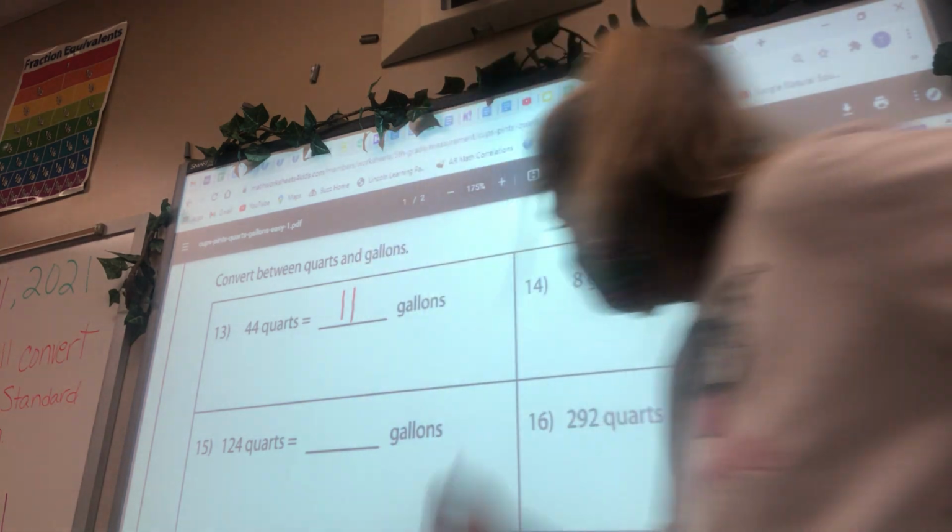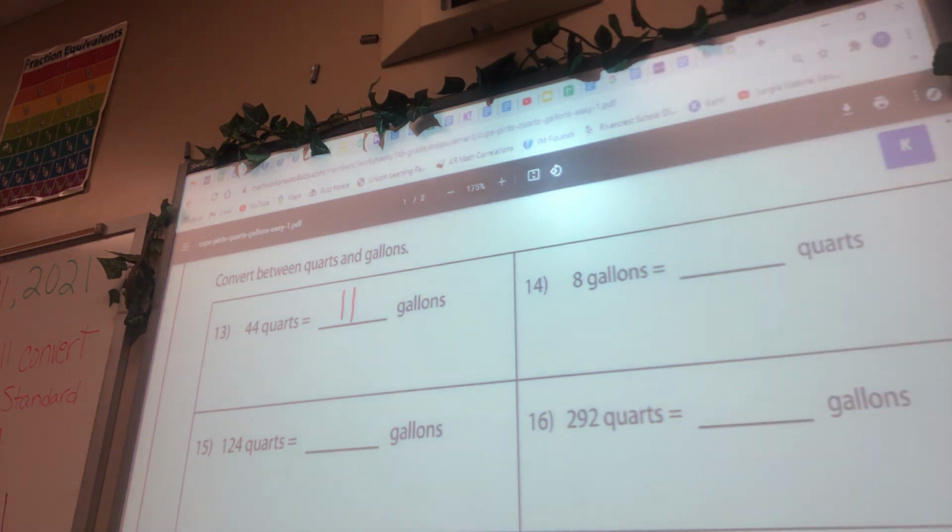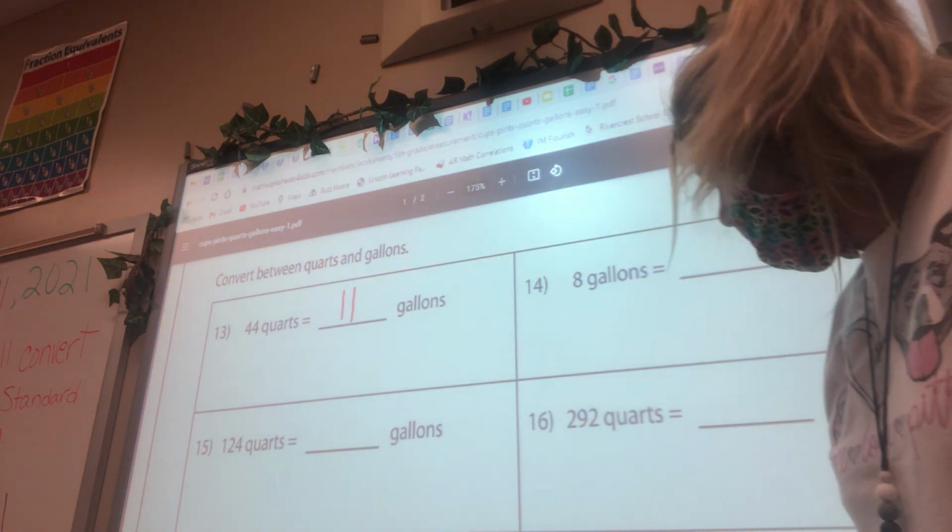Can we do the 292? No, because we want to go from gallons to quarts. All right, we're going to do this one.